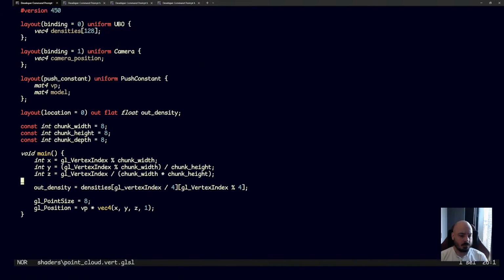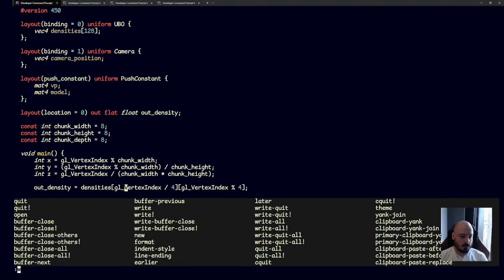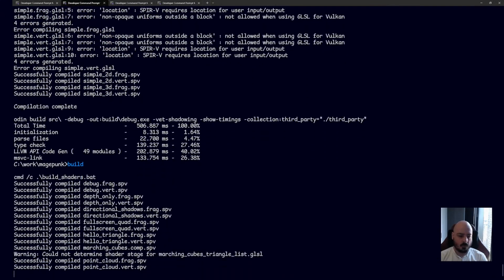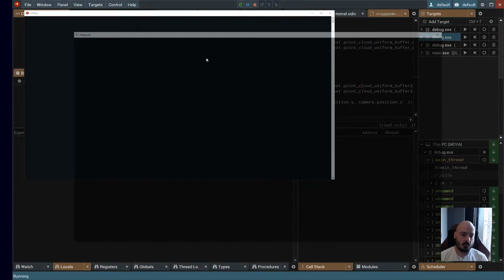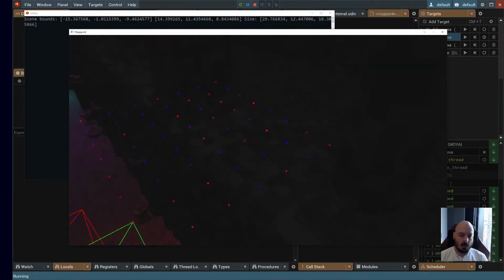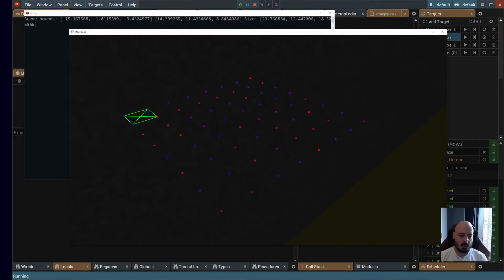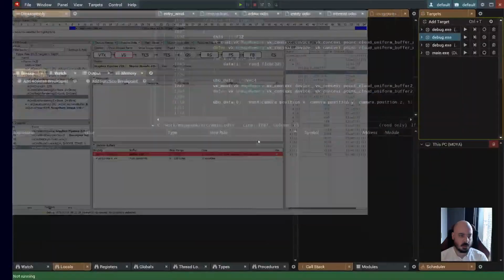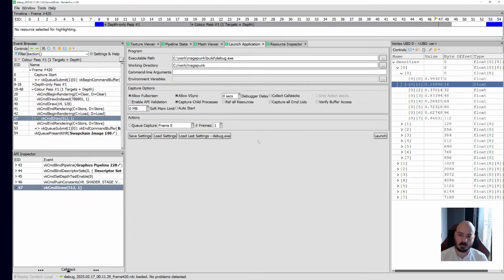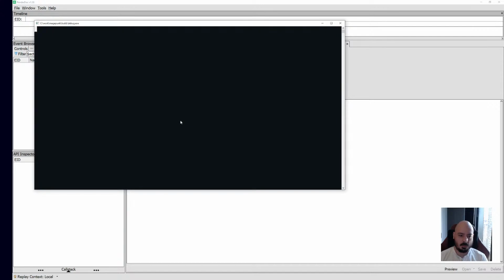Undeclared identifier. Oh, is there a capital? Yeah. Okay. Well, that gives us the colors are correctly spread out across there. That's nice. Still not showing the full cube, but let's have a look.